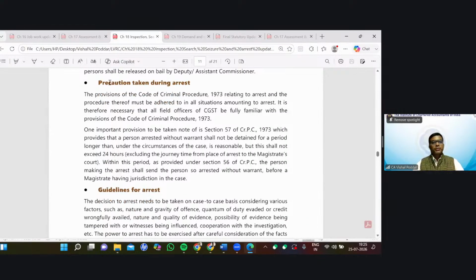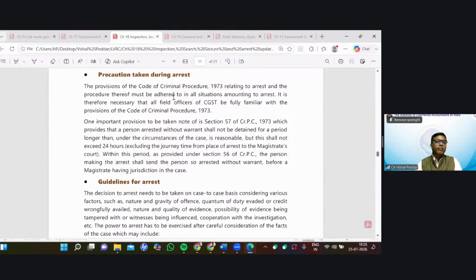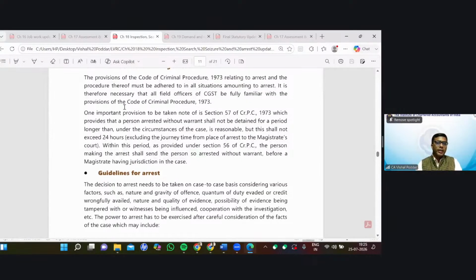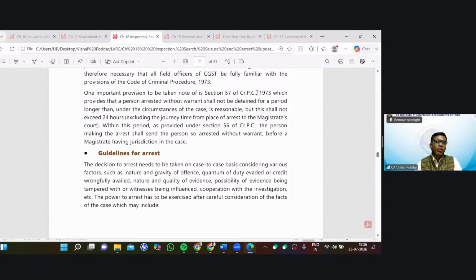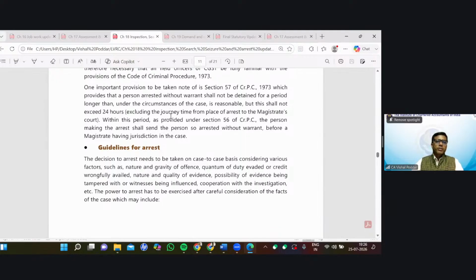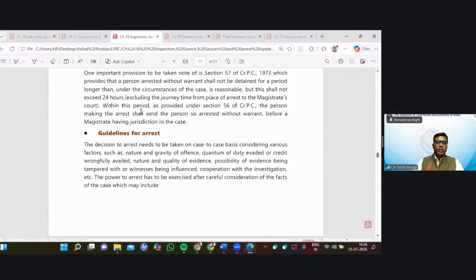Now, what are the precautions? The provisions of the Code of Criminal Procedure relating to arrest and procedures of this particular code must be strictly followed in all situations wherever you are doing arrest. It is necessary that all field officers should be fully familiar with the provisions of the Criminal Procedure Code. Another important point to be noted is section 57 of the Criminal Procedure Code, which provides that a person arrested without warrant shall not be detained for a period longer than 24 hours, excluding the journey time from the place of arrest to the magistrate. Within this period, as provided in section 56 of the CrPC, the person making the arrest shall send the persons who are arrested without warrant before a magistrate having jurisdiction.